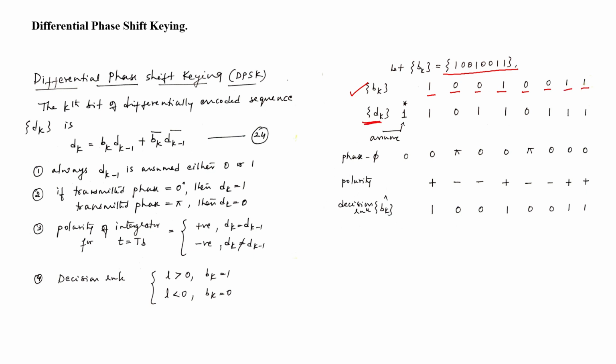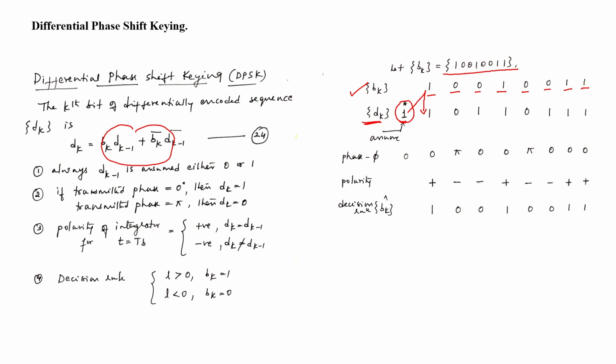Assume dk minus 1 bit is 1. You can assume it 0 also. Now in order to encode the bit to be transmitted, you use the logic dk minus 1 bk plus dk minus 1 bar into bk bar. Use this logic, XNOR logic.